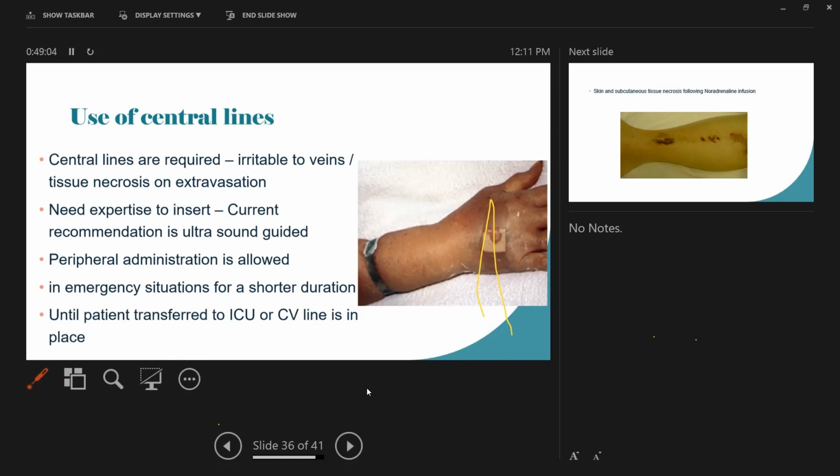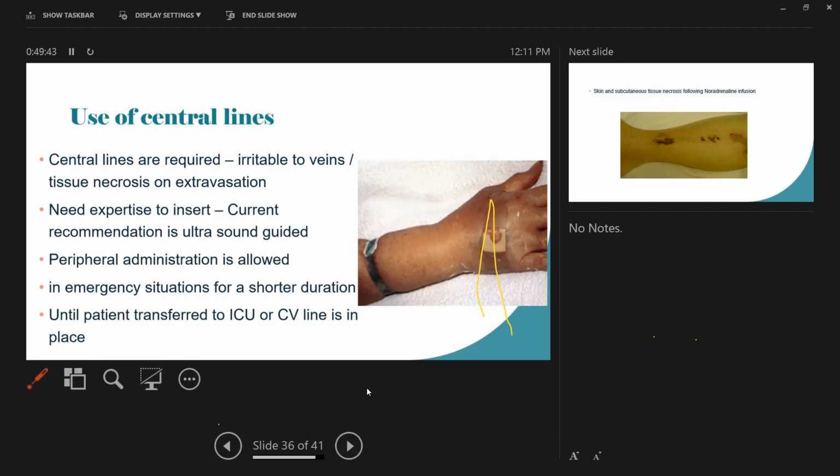So most of the guidelines now suggest peripheral administration is all right for a shorter period, but not for like 2-3 days. We have seen patients who have been on noradrenaline for 2-3 days in the wards through peripheral cannulas, which should not be happening. And if the area where the patient is receiving the vasopressor looks well after 2 days, that means the patient has not got the inotrope, because if that had happened, it should be necrosed if the patient got the right concentration. So make sure those things are avoided.